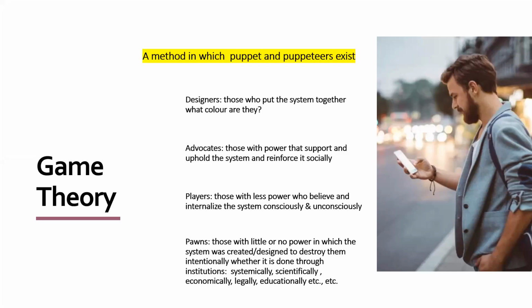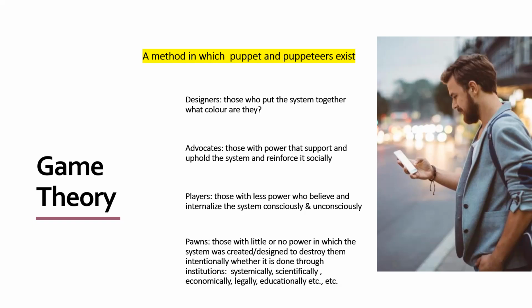So game theory is based upon 4 different factors. You have people who are designers, advocates, players, and pawns. So the designers, when we're looking at structural racism or institutionalized racism, who are the designers? What color are they? Which class of people do they come from? They're usually middle class, white, okay, upwardly mobile, who are trying to retain or maintain the status quo of the legal and the political system. They are the designers. Designers are people who put the system together, okay, to cause systemic or institutional racism.